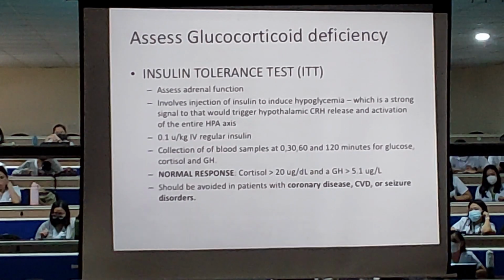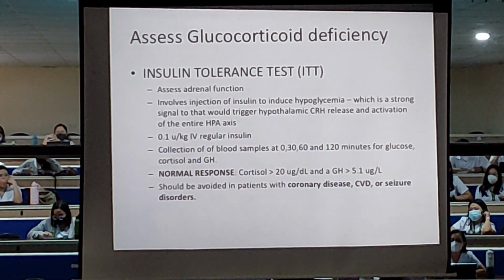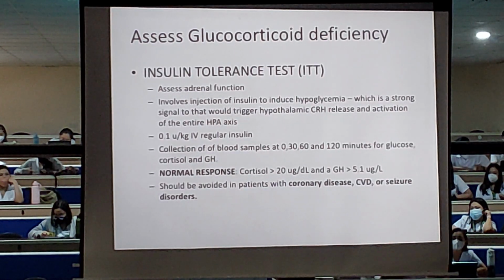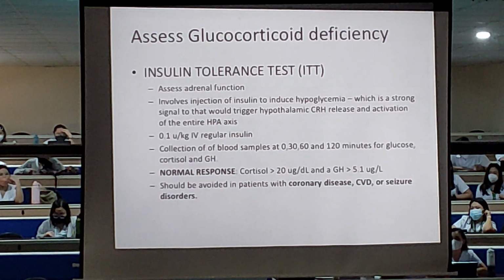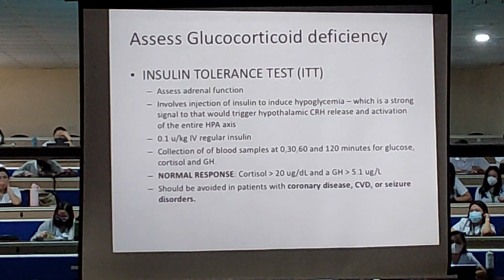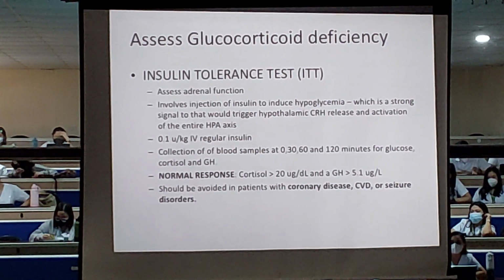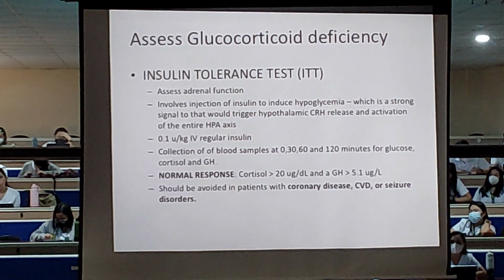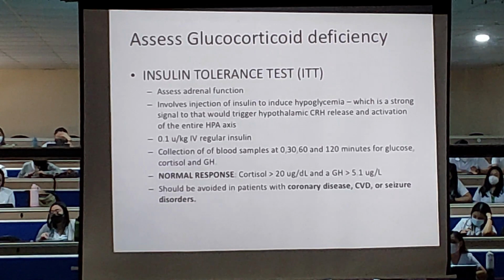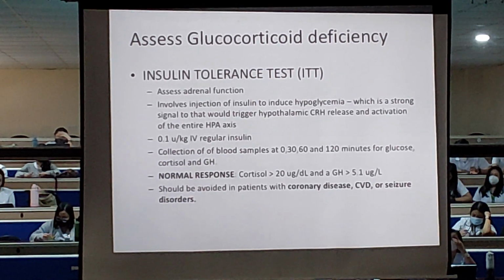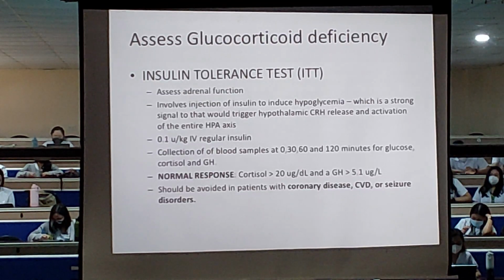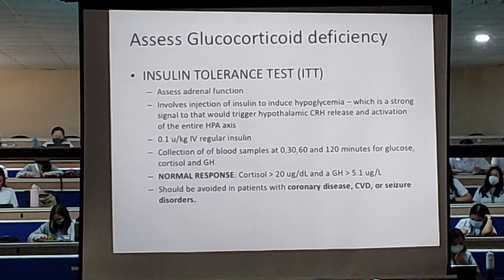Collection of blood is also done before you inject, at 0, then 30 minutes, 60 minutes, and 120 minutes for glucose. You need to get the cortisol and growth hormone after injection as well. The goal is to bring the patient to a hypoglycemic level of 40 milligram per dL glucose. The normal response would also be an increase in the cortisol level by more than 20 microgram per dL and a growth hormone increase of more than 5.1 microgram per liter.